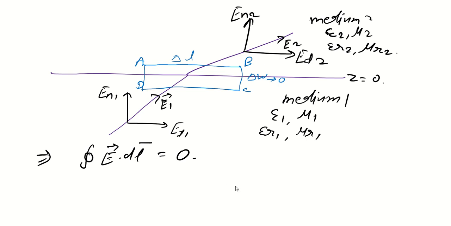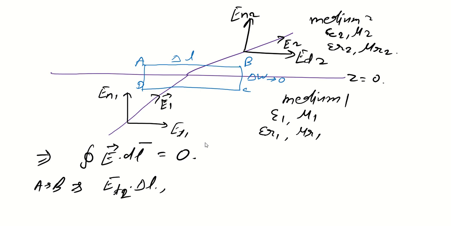First we find A to B. E dot dl gives the tangential component times delta L. Sorry, this is actually medium 2, so it will come as ET2 times delta L. Then A to B is done.